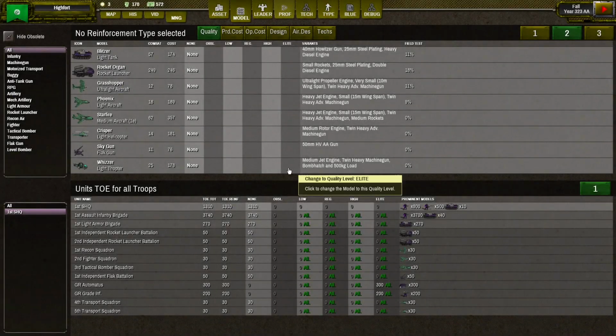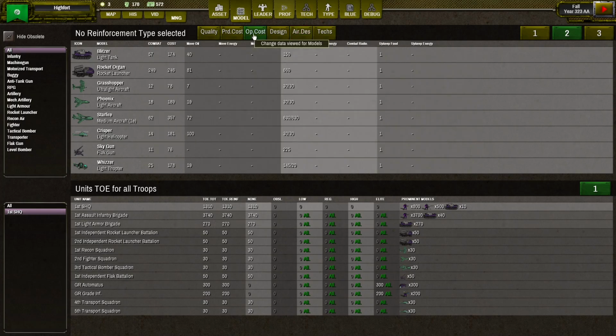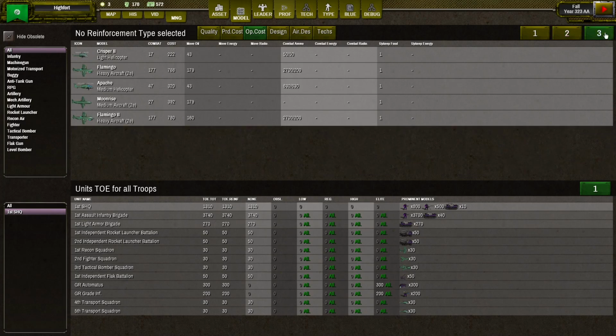And regarding designs, please use the air design section. You can see here the operational range and the cargo capacity, also which airbase level this unit can operate from. So this is quite important when you plan your actions. And in the operational cost it is also important to see the usage of the ammo. So for example, your level bomb is 2700, so quite big numbers, and move oil. And the production cost, also check.